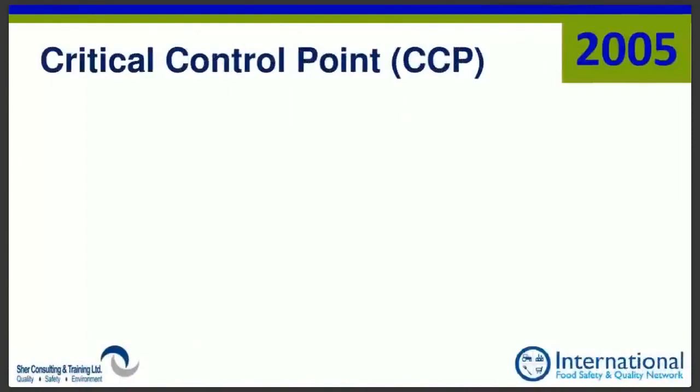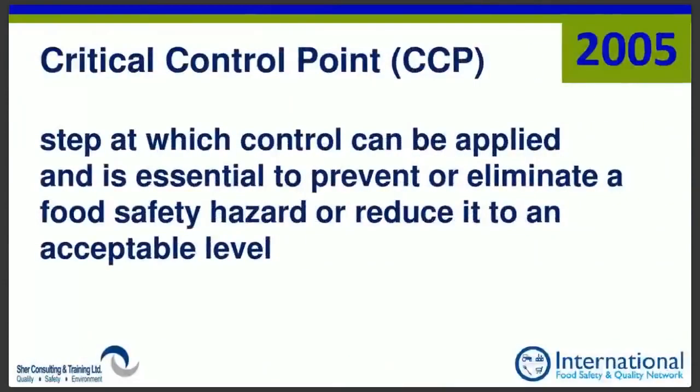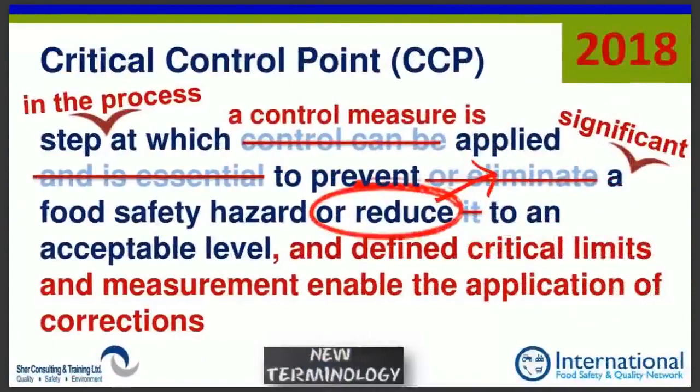So in 2005, a CCP was a step at which control can be applied and is essential to prevent and eliminate a food safety hazard or reduce it to an acceptable level. This has not been changed ever since Dr. Howard Bauman and Dr. Paula Chance in NASA in Pillsbury invented HACCP. It was the same in 2005: a step in the process at which control can be applied and is essential to do one of three things: either prevent, eliminate, or reduce. Now I'm going to show you the 2018. Don't get scared. Okay, I messed it up a little bit, but I want you to be able to see the 2005 in the background.